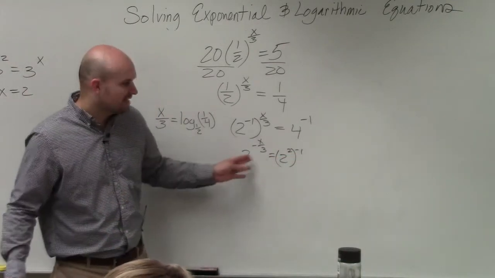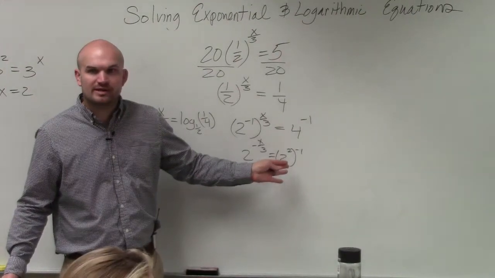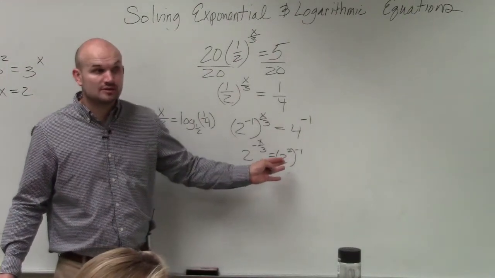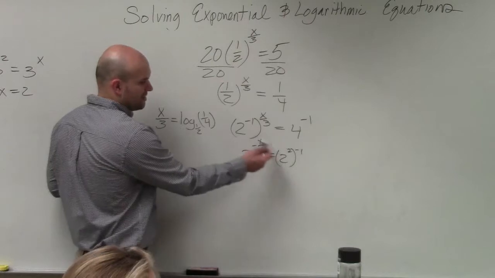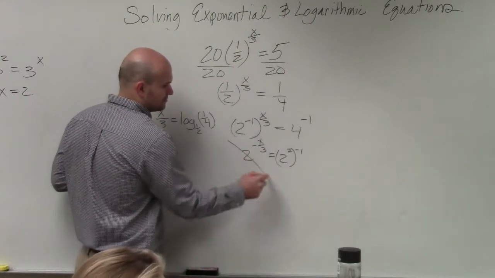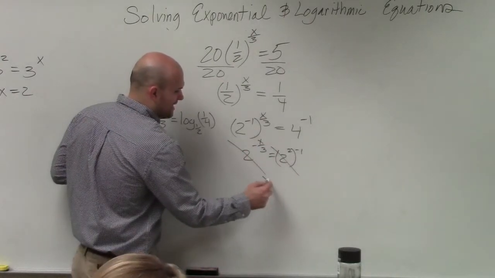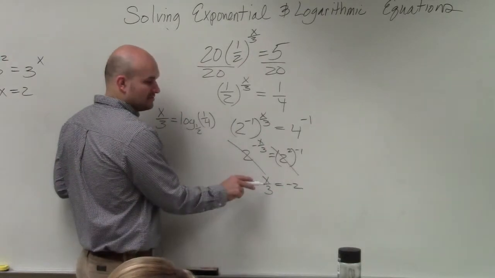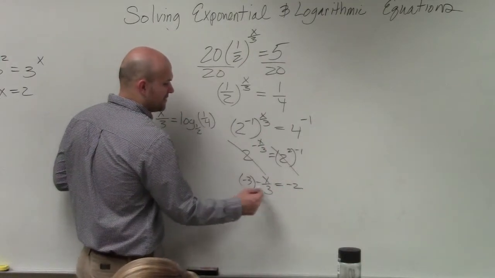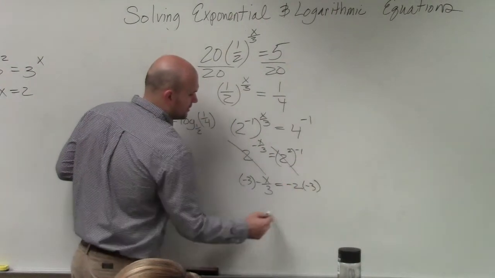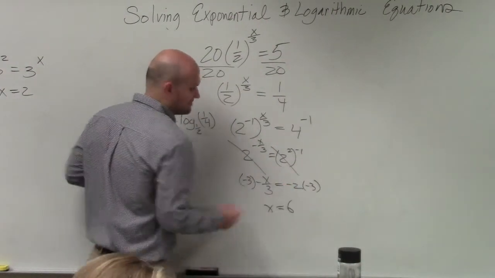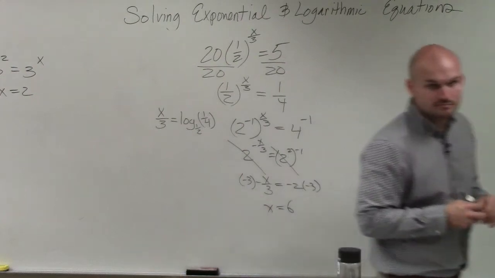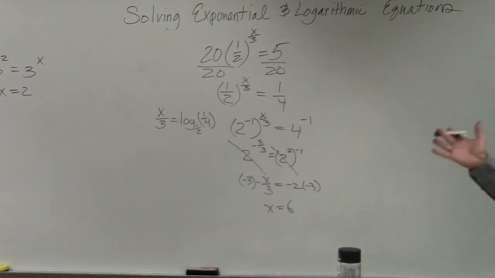Well, now that they have the same bases, what do we know? We can just set the powers equal to each other, right? So therefore, we have negative x divided by 3 equals negative 2. Now, to solve for x, I'll just multiply by negative 3 on both sides. And I get x equals positive 6. No calculator needed.